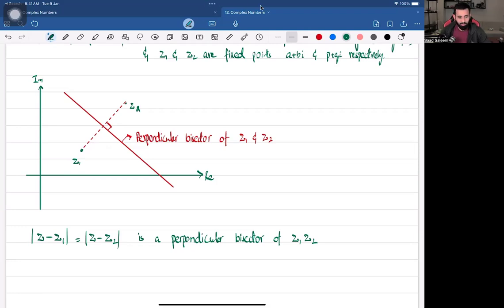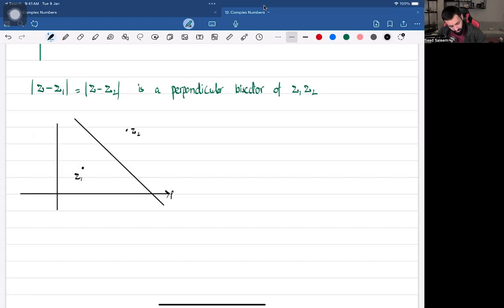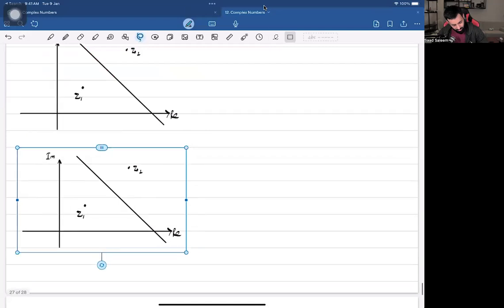Now, here also there is some shading that we must learn. Let's do it right now and get it out of the way. So here's how shading works. Imagine that you have 2 points of which you have made a perpendicular bisector. Let's call this point Z1 and this point Z2, with the real and imaginary axes. I'm going to duplicate this because there are 2 shadings, so we can use this once again.